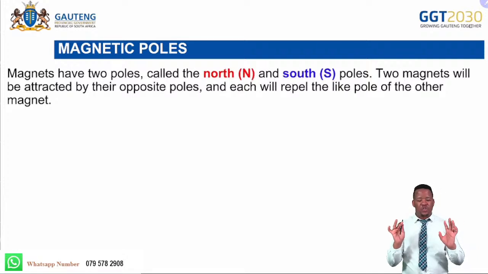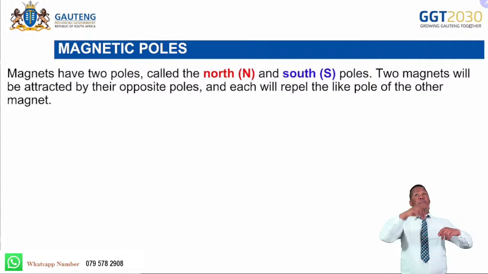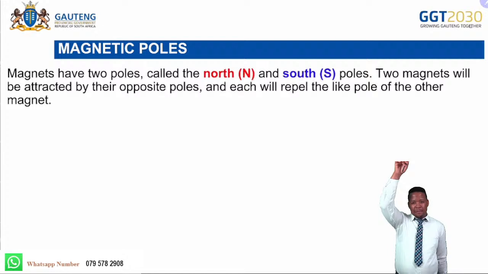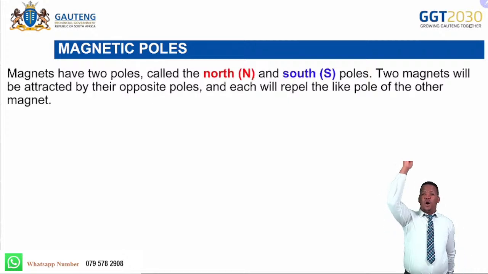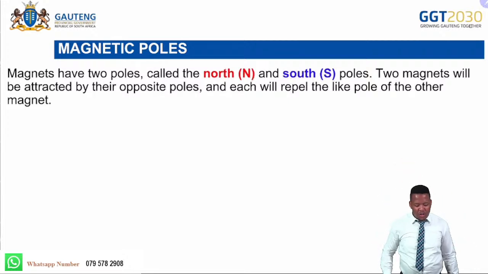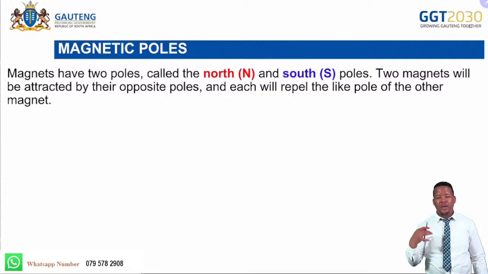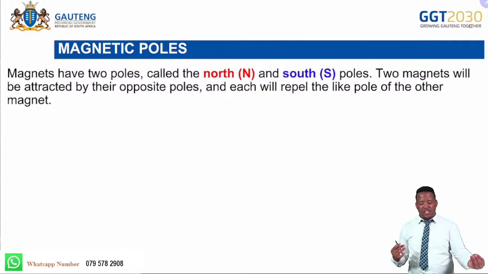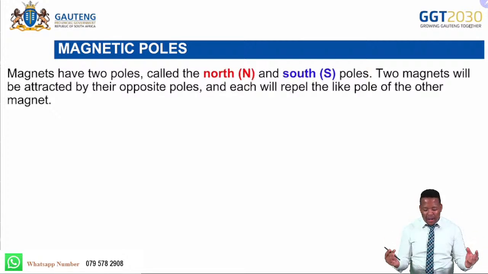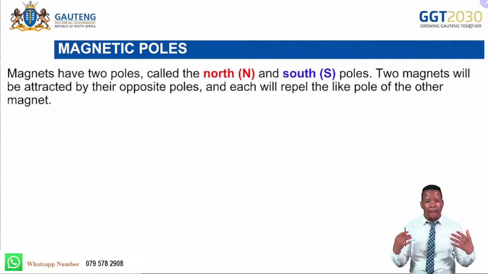Alright, so magnetic poles, right? Magnets have two poles called the North Pole and the South Pole. Remember, North and South. So the red one is the North Pole, the blue one is the South Pole. Two magnets will be attracted by their opposite sides. Each will repel the like pole of the other magnet.